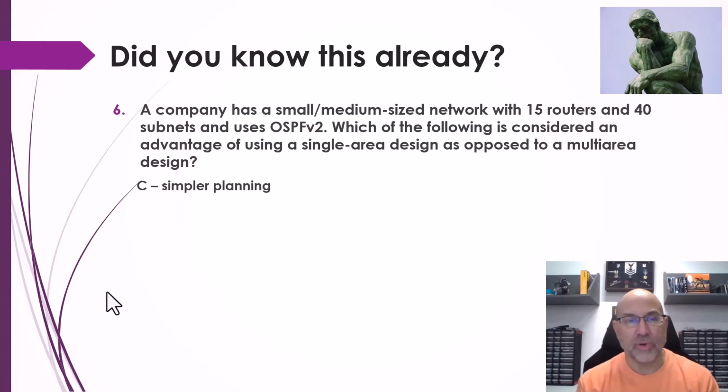And our last question for this chapter, a company has a small medium-sized network with 15 routers and 40 subnets and uses OSPFv2. Which of the following is considered an advantage of using a single area design as opposed to a multi-area design? It's just simpler planning, makes life much easier. Now, from a performance perspective, the multiple areas might be able to calculate their link state databases more efficiently. They would still need those summary LSAs, but a single area autonomous system in this case just makes life much simpler.